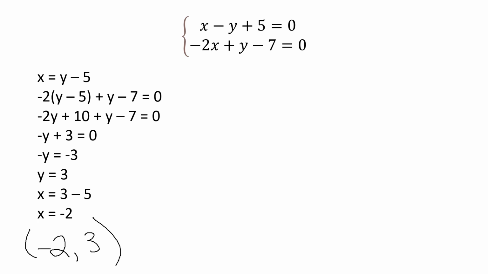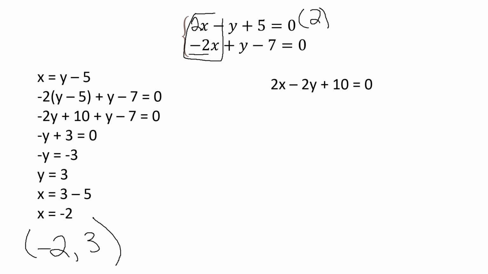If I'm going to use elimination, I need to eliminate either the x or the y. So what I'm going to do is choose to eliminate my x. In order to eliminate or get rid of a negative 2x, I need a positive 2x here. So I'm going to multiply everything in my top equation by 2, which gives me 2x.